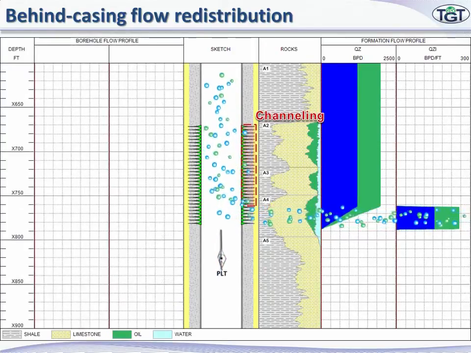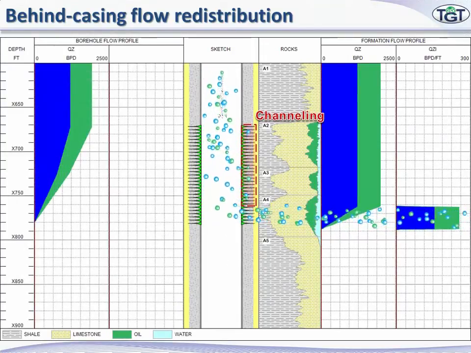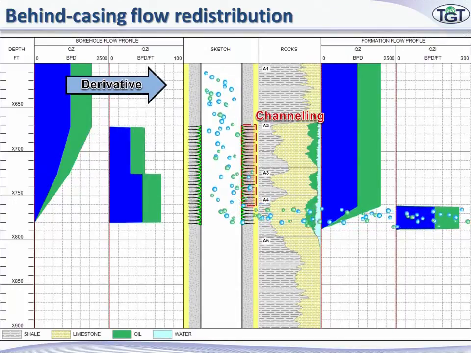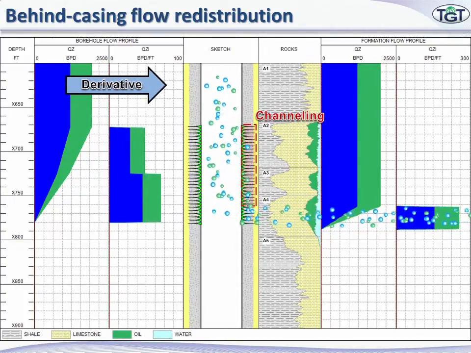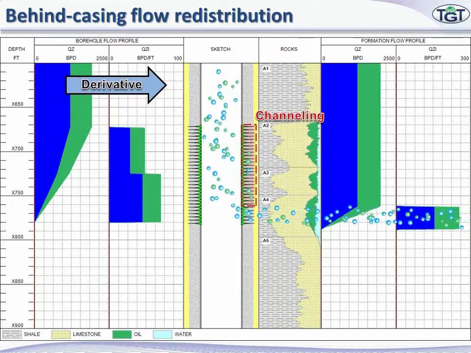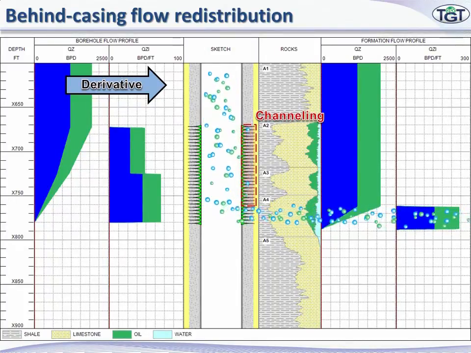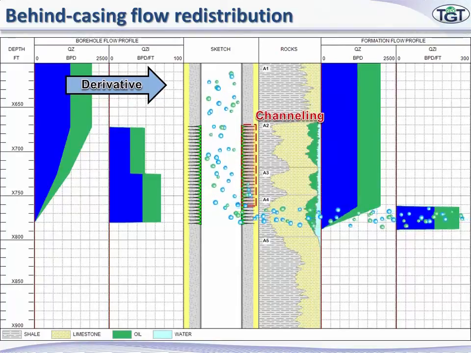When we run the spinner, we will think that all fluid is produced from the whole perforated interval and is not contributive to the flow. That shows the importance of why we need to complement PLT with the behind casing analysis.